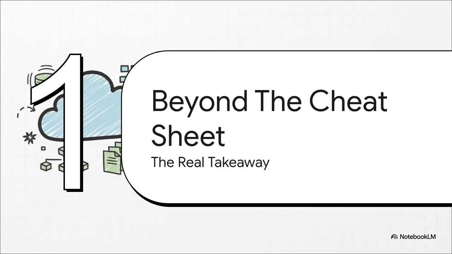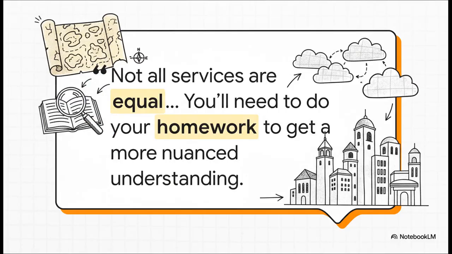So, this whole investigation is a perfect example of the real lesson here. This isn't just about Front Door versus Global Accelerator, it's about learning how to approach any comparison between cloud services. And hey, the source material says it best right here. A cheat sheet is like a map. It's fantastic for getting you pointed in the right direction, but it is not the territory itself. You still got to do your homework. You have to dig into the features, and you need to understand the different ways these services are actually built.